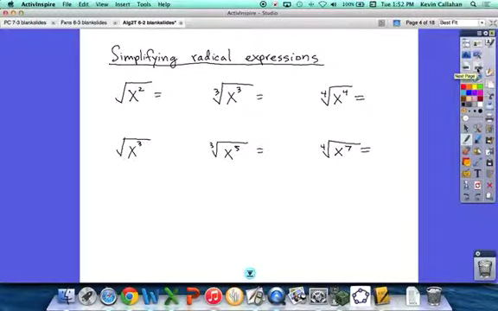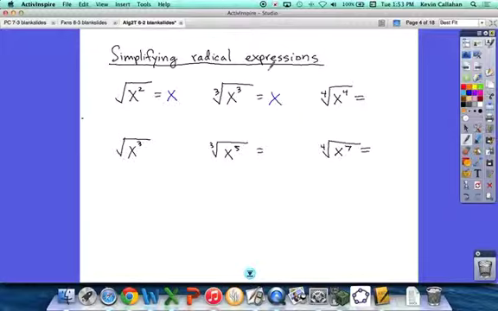So, simplifying radical expressions. The most basic is, if you're taking the square root of x squared, how would that simplify? The square root and x squared are inverse operations of each other, so they cancel each other out, and all you get is the x. Just like the third root of x to the third, they cancel each other out, and all you get is the x.